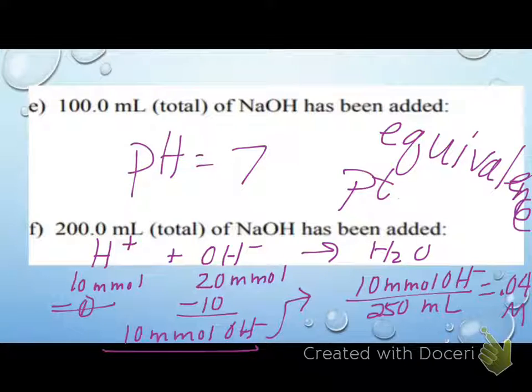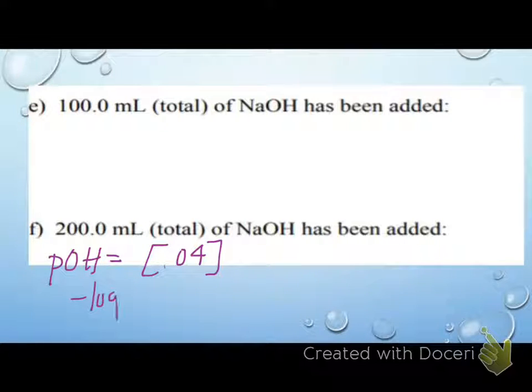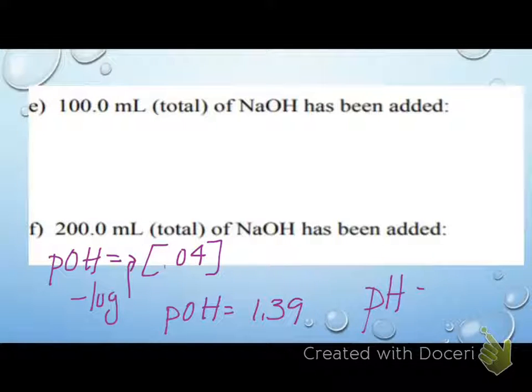So I'm going to take the pOH of the 0.04. Well, I need to do negative log. Sorry, I forgot to write that in there. That's going to give me a pOH of 1.39. So my final pH will be 12.6, and some change. Which makes complete sense. Our pH should be very high. We overshot with 100 extra mils of base that we didn't need. So you are beyond pink.